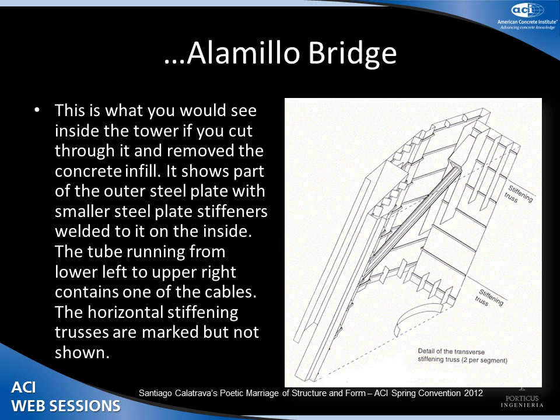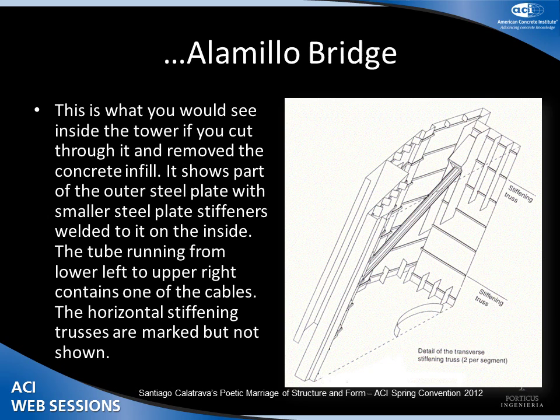Basically, if we take a section and take out the concrete, because the weight inside the steel structure is by the addition of concrete, this would basically be the ribs, and you can see here one of the steel pipes where the tension cables are inside. Basically, this is the diagram.